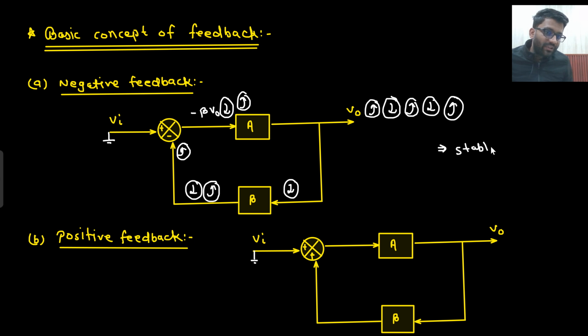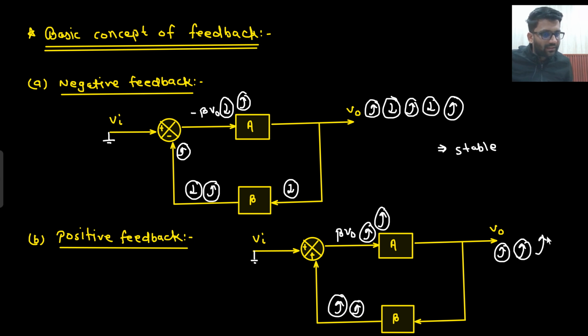But what happens in positive feedback? If I increase this output, what will happen? This node will increase. Here beta V naught is going, and there is no negative sign. So this node will increase. If this is increasing into A, this will increase only. If this increases, then again this increases, and again this will increase. So it will keep on increasing, right? I just increased the output by a small amount, and now it will keep on increasing.